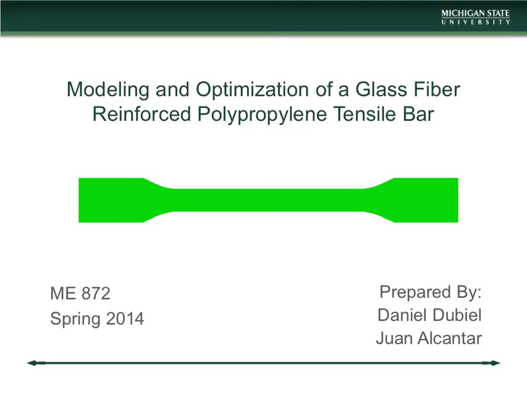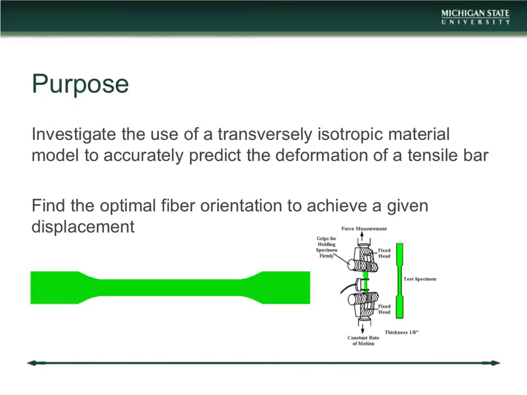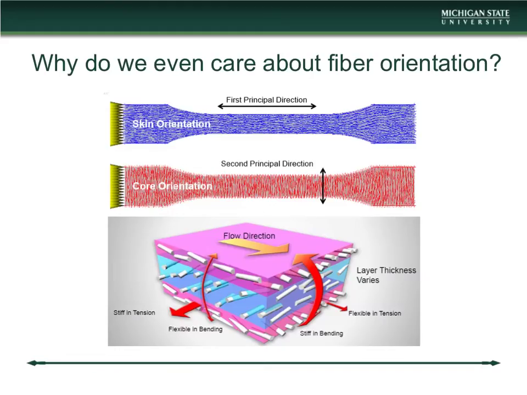Today we're going to talk about how to model and optimize a glass fiber reinforced tensile bar. For this project we used a transversely isotropic material model to see if we could accurately predict the deformation of a tensile bar. We also tried some optimization of the fiber orientation to see if we could hit a desired displacement. So why do we care about fiber orientation?